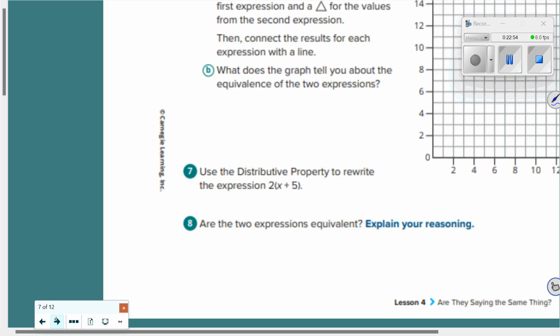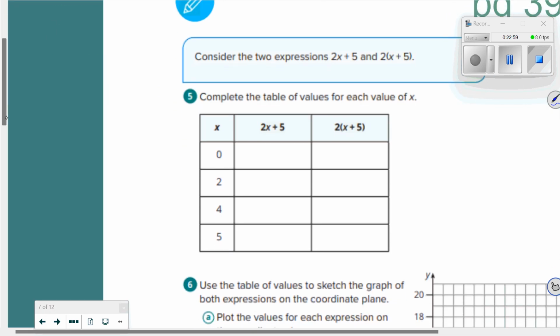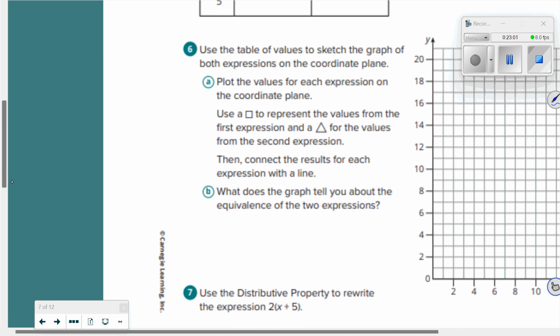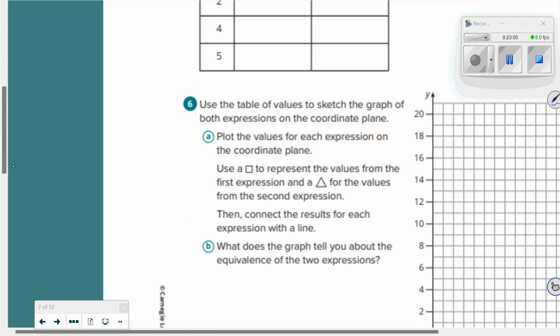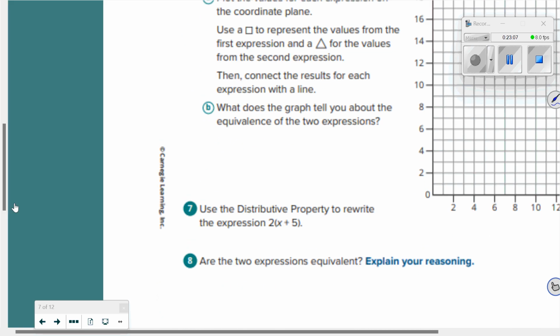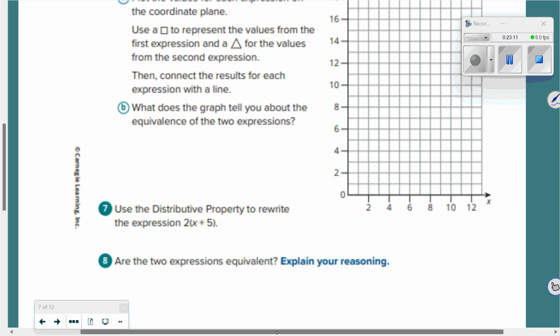Okay. So now we've gone through it all with you. We're going to give you a couple of different expressions. We want you to do the exact same thing. So you're going to fill out the table. You're going to plot the points. And you're going to use distributive property to rewrite it. You're going to have 8 minutes on this one.